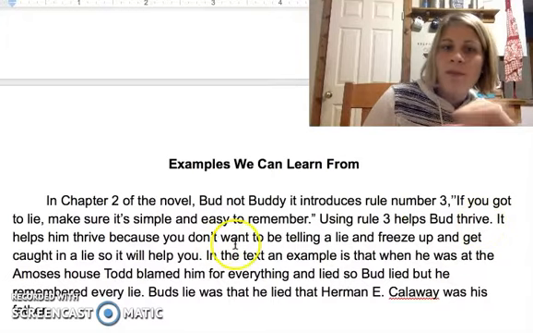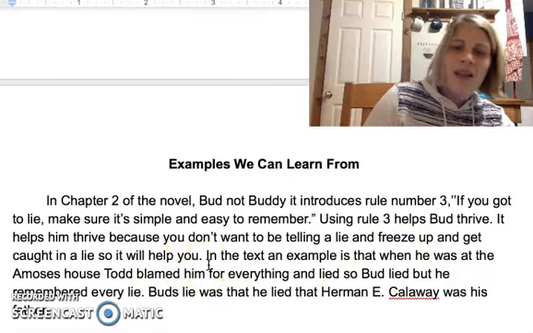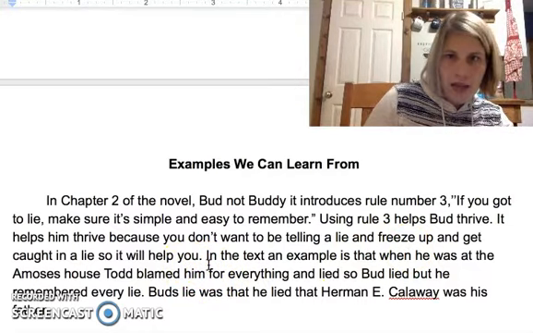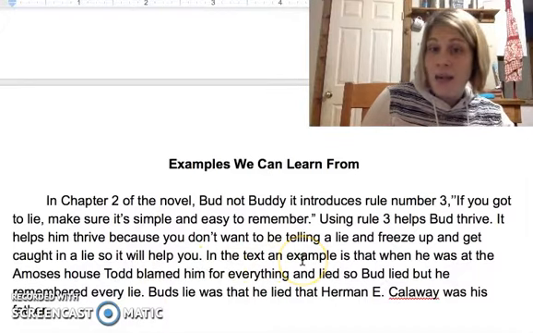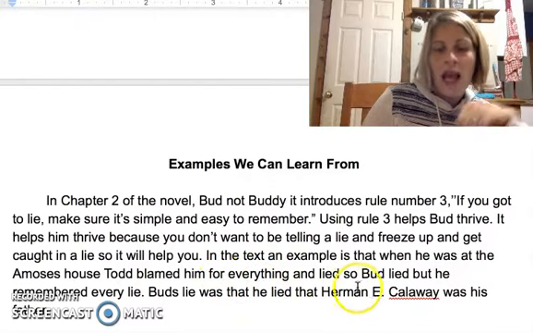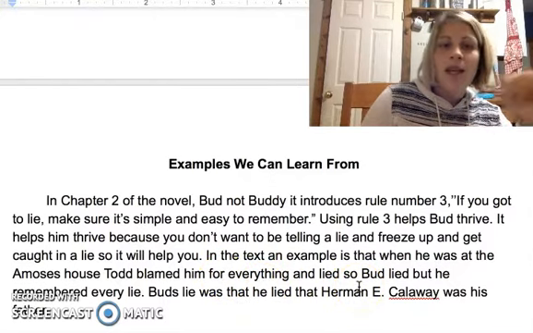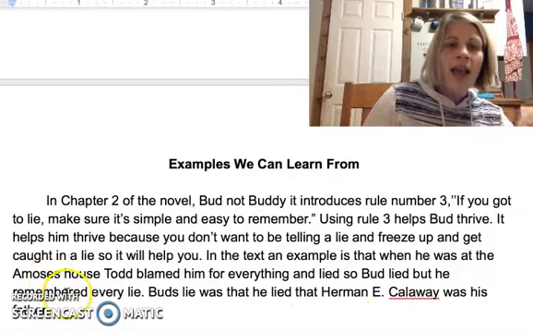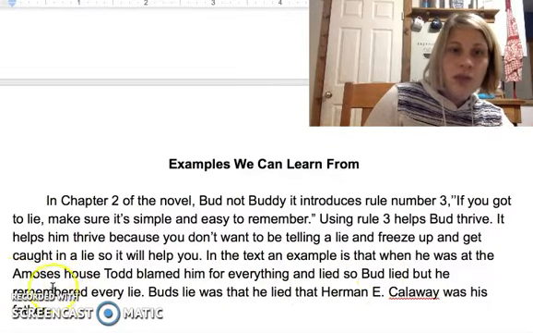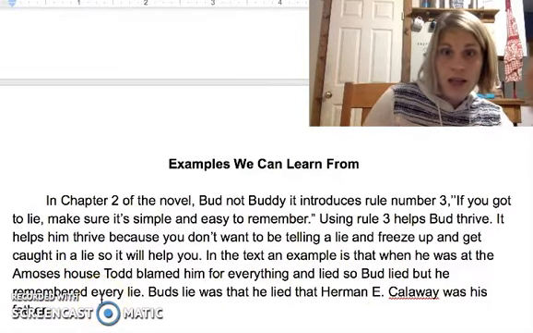It helps him thrive because you don't want to be telling a lie and freeze up and get caught in a lie, so it will help you. Okay, now in this case, they're talking in hypotheticals again. In the text, an example is that when he was at the Amozzi's house, Todd blamed him for everything and lied, so Bud lied, but he remembered every lie. Okay, so they're talking about how Bud used his rule, and so he didn't get caught.